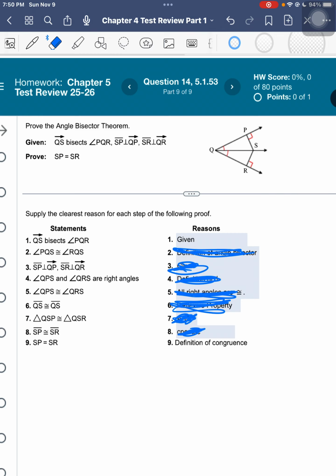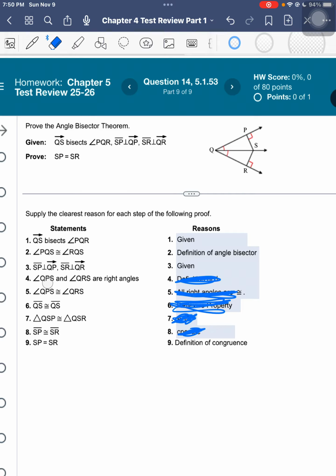Now, how do I know that PQS and RQS are congruent? That's the definition of a bisector, right? The fact that now this one big angle is being split into two congruent angles. So definition of angle bisector. Now, how do I know this stuff? In step 3, it's right here on the top. So it's given to me.